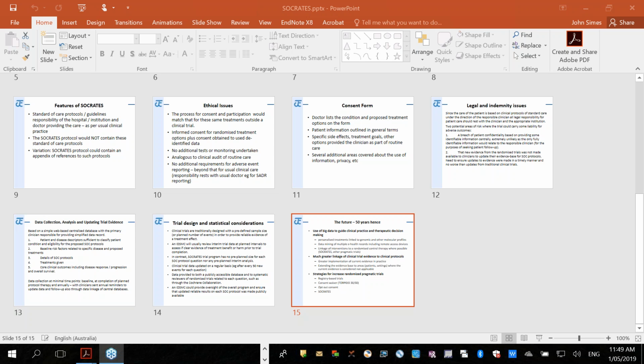Is there going to be a problem with time lag in getting that information to update guidelines, and by the time that's done, you may have had a couple of hundred patients in the interim? I don't think so. I think the time lag is exactly the same for any clinical trial.